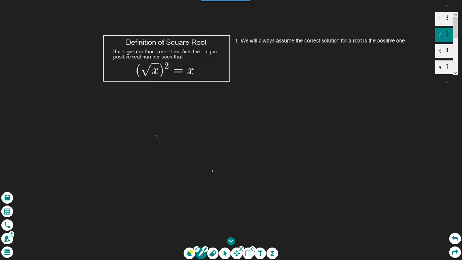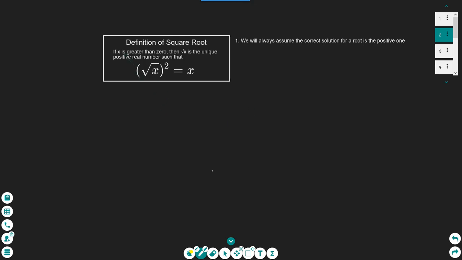All right? Very good. So now let's move on, and we'll just kind of formally define what the square root is, and then also talk a little bit more about how we can use this. So the definition of a square root, formally, if x is greater than 0, then the square root of x is the unique positive real number such that the square root of x squared is going to equal x. All right, now over on the right here, I just wrote this in just to make sure you understand it. We will assume the correct solution for the root is the positive one. That's what we just talked about. We're only going to select the positive solution.